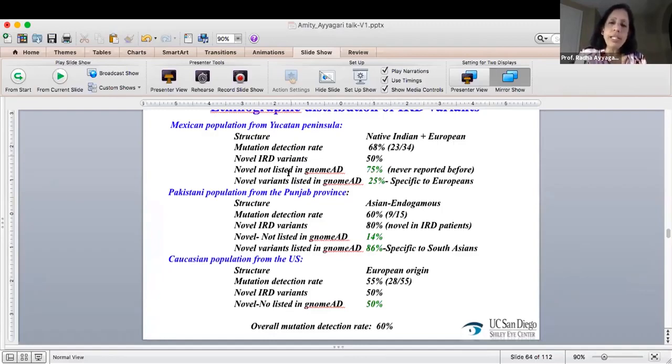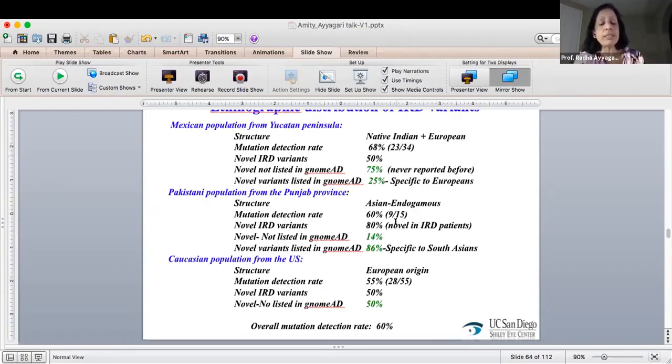But at this point, if we want to treat these patients, we need to think about enhancing the information on this particular population. That way, treatments targeting these novel variants can be developed. So coming to the Pakistani population, about 80% of variants are novel, because the Pakistani population was not studied for inherited retinal dystrophies.